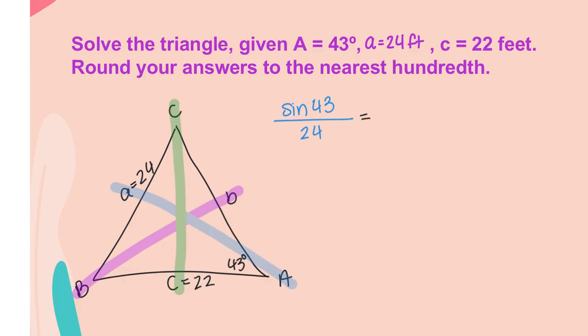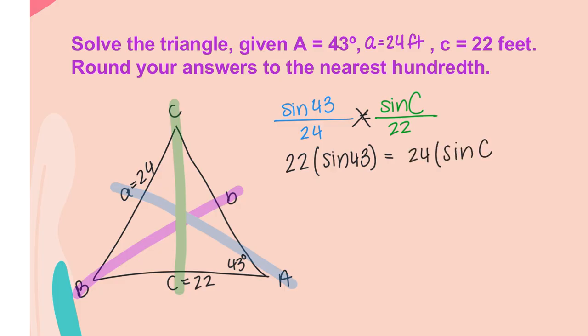So I'm going to go ahead and write it as sine C. Keep in mind it is a capital C over 22. Again, I am solving for my angle. It has to be written out like this. Same thing we did before, cross multiply. I'm going to get 22 times sine 43 equals 24 times sine angle C. Now, how do I get sine angle C by itself? I'm going to divide by 24.